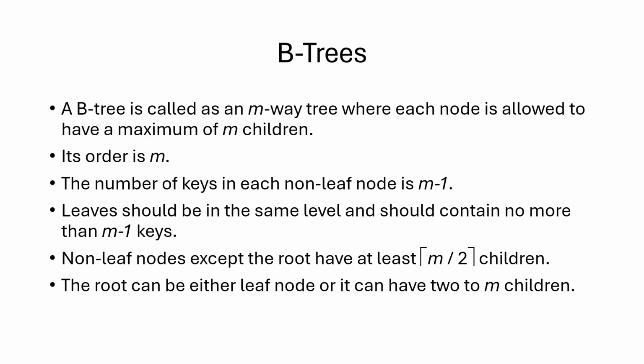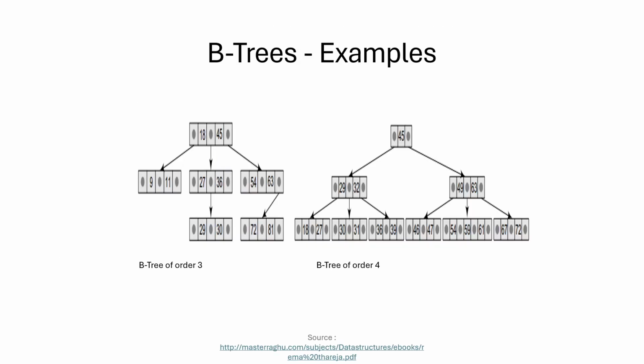The order is M. Always we will call the order M. And then the number of keys is nothing but M minus 1 in each non-leaf node. And then a non-leaf node, except the root, can have at least M by 2 children, which is the ceiling. So now we will see all these points in the diagram.